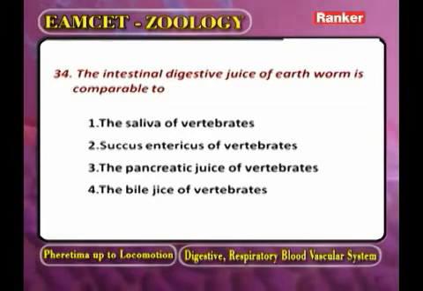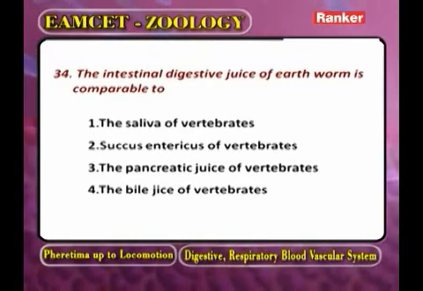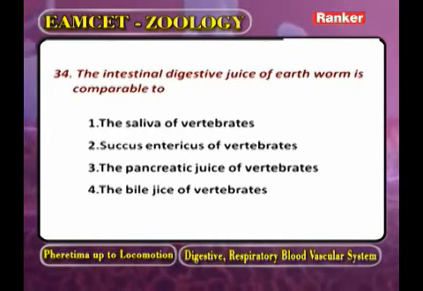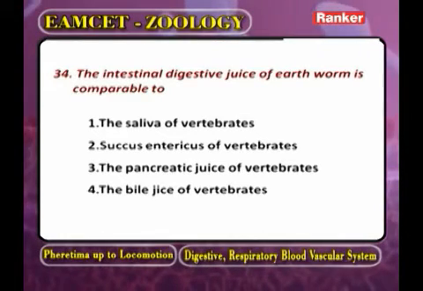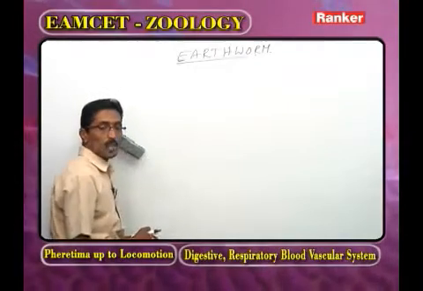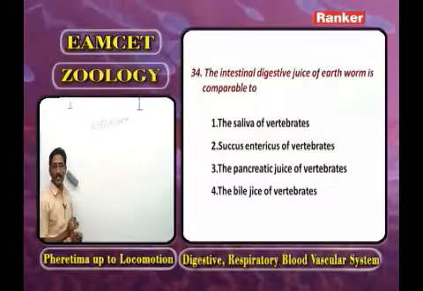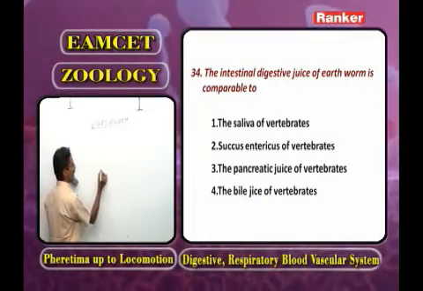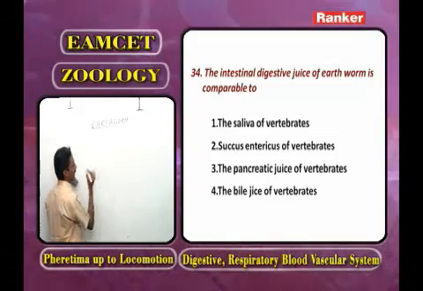The intestinal digestive juice of earthworm is comparable to that of: one, saliva of vertebrates; second, succus entericus of vertebrates; third, pancreatic juice of vertebrates; fourth, bile juice of vertebrates. Again we have to observe the question. The intestinal juice of earthworm is comparable to that of. Now this part we call the intestine.